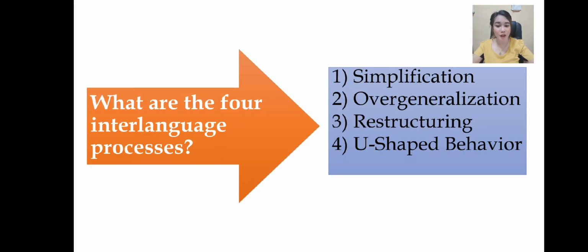Interlanguage processes refers to the linguistic system of learner language produced by adults when they attempt meaningful communication using a language they are in the process of learning. We have here the four interlanguage processes. First, we have simplification. Second, we have overgeneralization. Third, we have restructuring, and the fourth one is the U-shaped behavior.